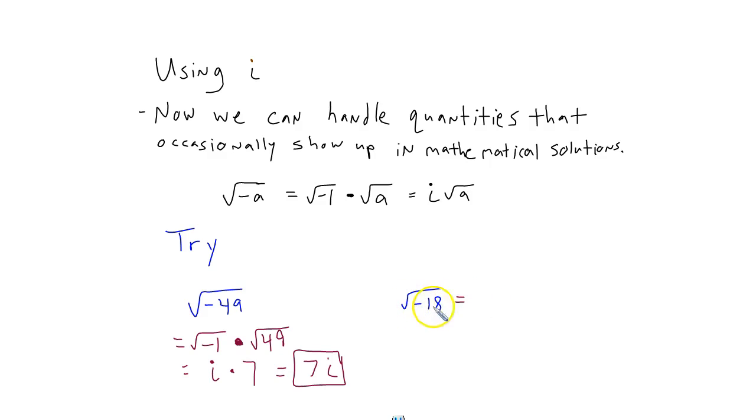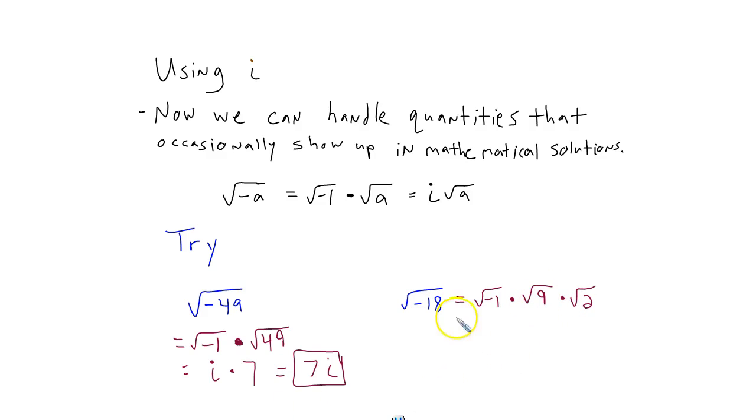We can think of the negative as being the square root of -1. 18 is not a perfect square, but there is a perfect square that divides into it, and that perfect square is 9. In fact, it's 9 times 2. So we can think of this as the square root of -1 times 9 times 2, because 9 times 2 is 18. And negative times 18 is -18. So it all works out, right?